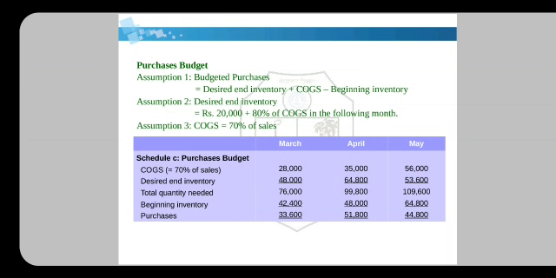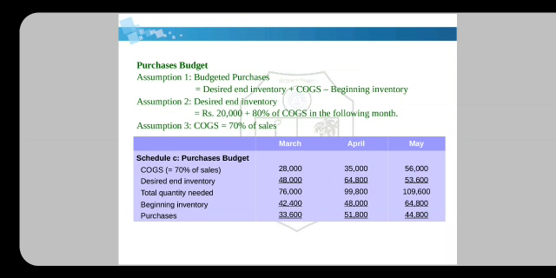Now total quantity needed. Total quantity needed is 28,000 plus 48,000, so 76,000. Then 35,000 plus 64,800, which is 99,800, and 56,000 plus 53,600, which is 1,09,600.